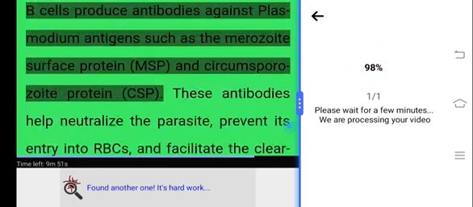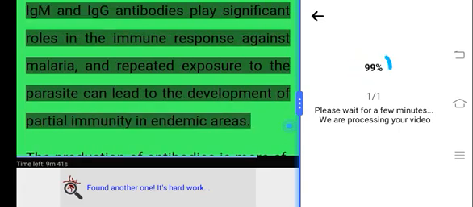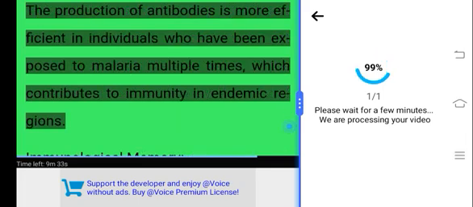B cell mediated immunity. B cells produce antibodies against Plasmodium antigens such as the merozoite surface protein, MSP, and circumsporozoite protein, CSP. These antibodies help neutralize the parasite, prevent its entry into RBCs, and facilitate the clearance of Plasmodium through phagocytosis. IgM and IgG antibodies play significant roles in the immune response against malaria, and repeated exposure to the parasite can lead to the development of partial immunity in endemic areas.